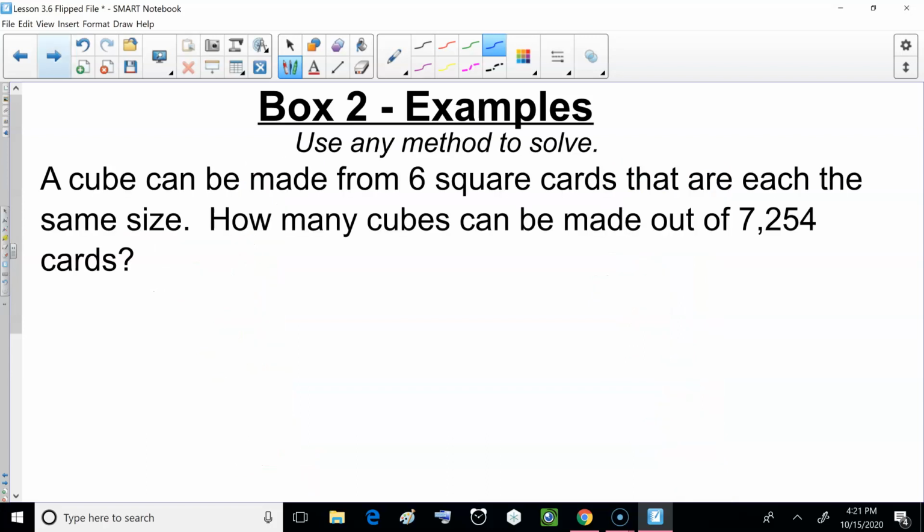A cube can be made from 6 square cards that are each the same size. How many cubes can be made out of 7,254 cards? All right, so a cube can be made from 6 square cards that are each the same size. How many cubes can be made out of 7,254 cards? If you want to see if you can get it right before I show you, pause the video and go for it. If you need me to walk you through it, well, here we go.